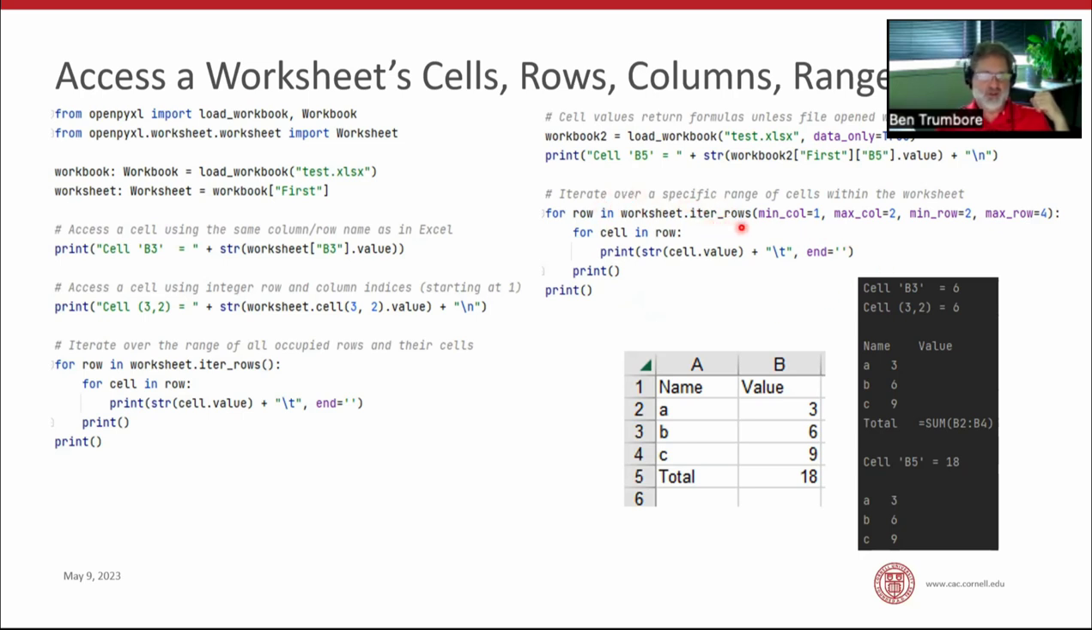One more iteration here. We used worksheet iter_rows before over here to look at all of the rows that the worksheet knew it had in it, all the cells that it knew were active. You could actually specify your own limitations. You can say, in this case, I only want to go from column 1 to column 2, from row 2 to 4, which are these sections here that have just the actual data. So that's what you see down here. When I iterate over those rows and columns, I'm just getting the subset that I want.